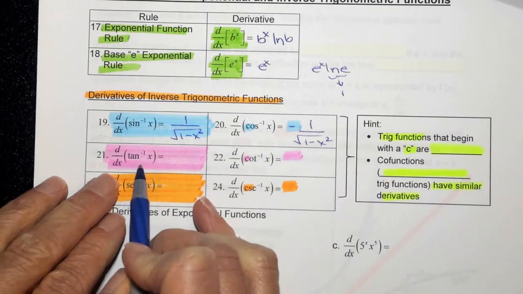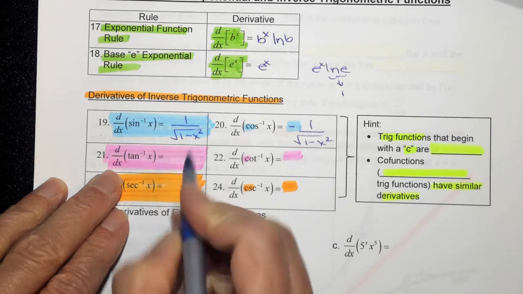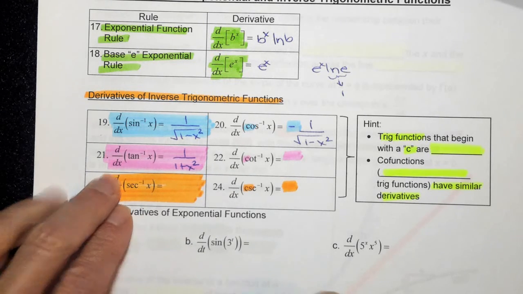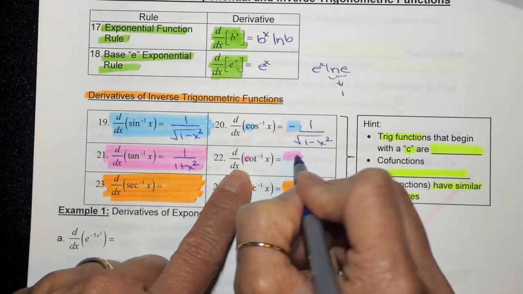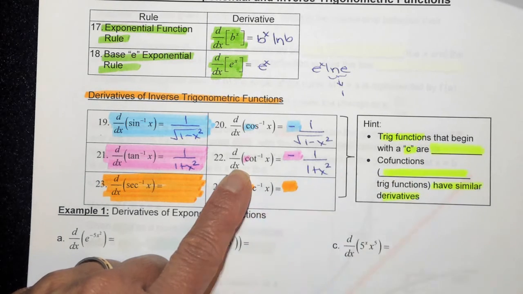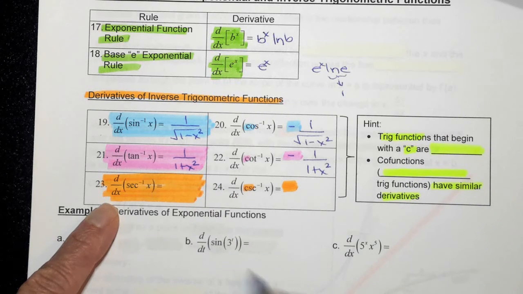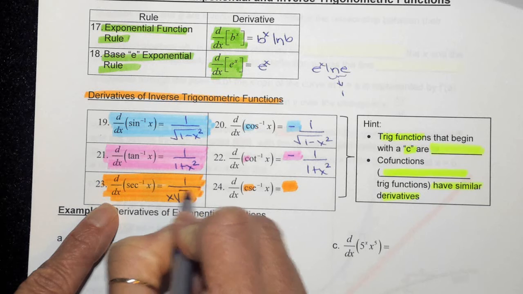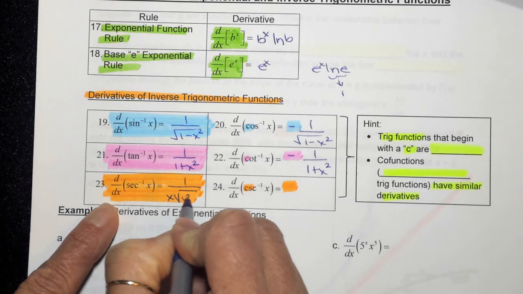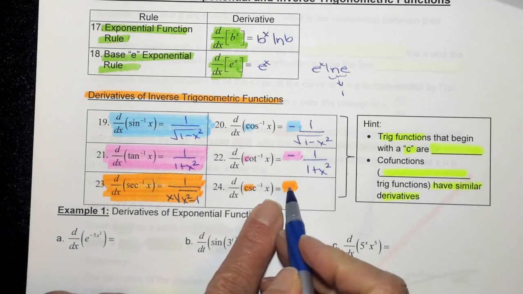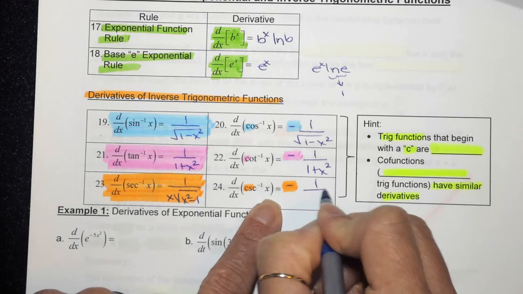Okay, then you have the inverse tangent, which will be 1 over 1 plus x squared. And then the cotangent, remember c's are negative derivatives, 1 over 1 plus x squared. Secant is 1 over x times the square root of x squared minus 1. And then the cosecant will be the same except for negative.